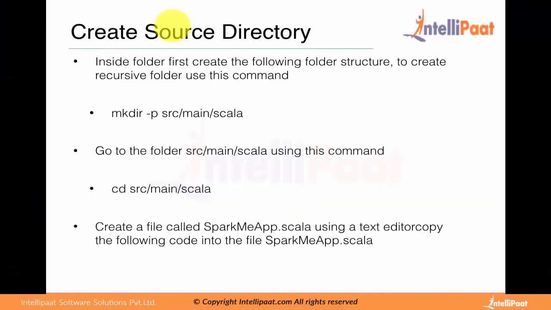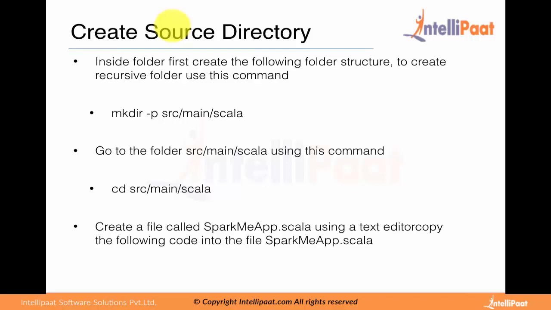Now creating the source directory. Now we have to start writing the program. Our programs are kept inside the folder called src/main/scala. Because a Spark program can be written in Java, Python or Scala, you have to tell where it is. If it is a Scala program, it is available under the folder called scala. If it is a Java program, it will be available under src/main/java.